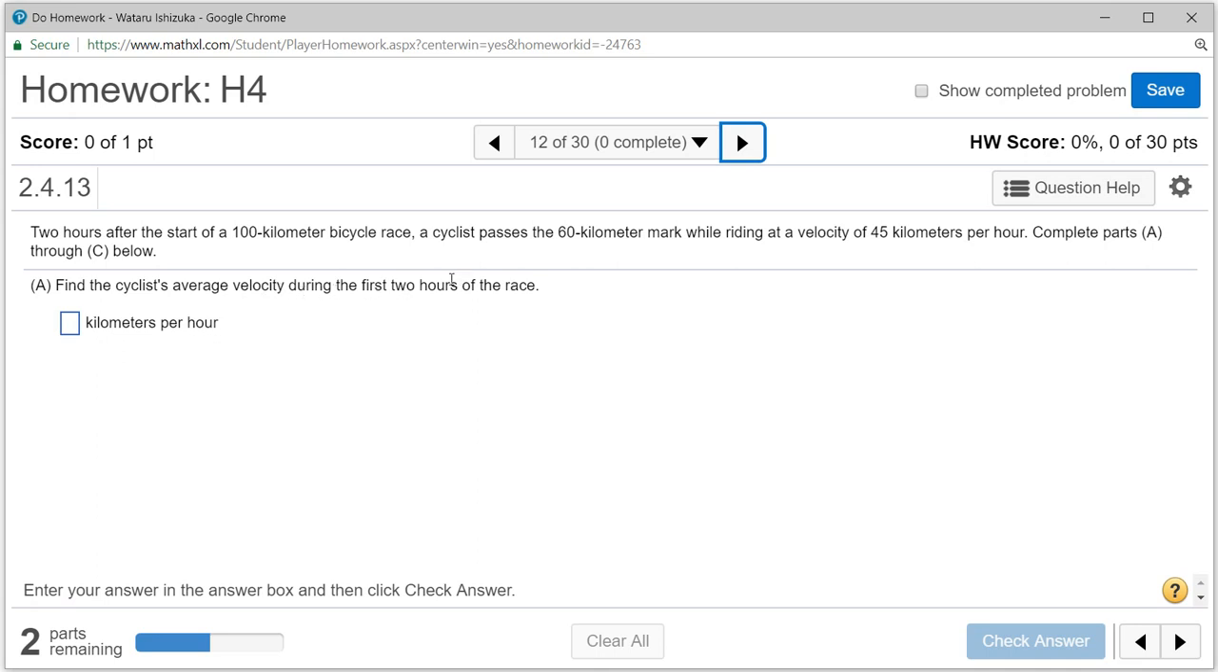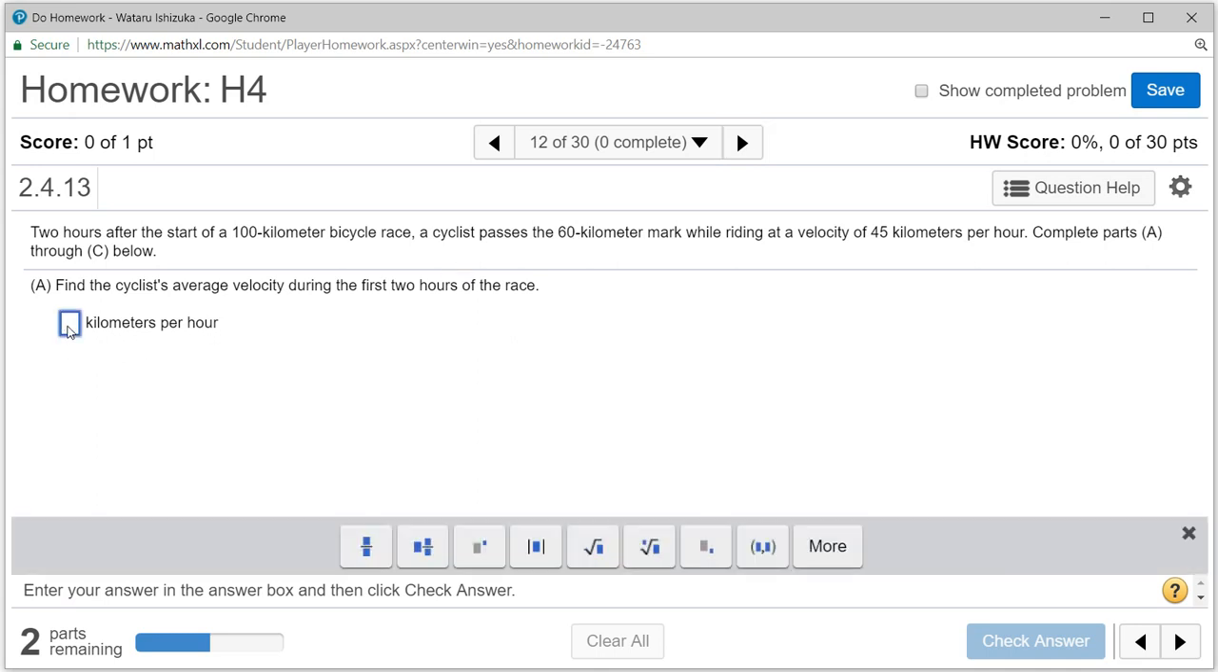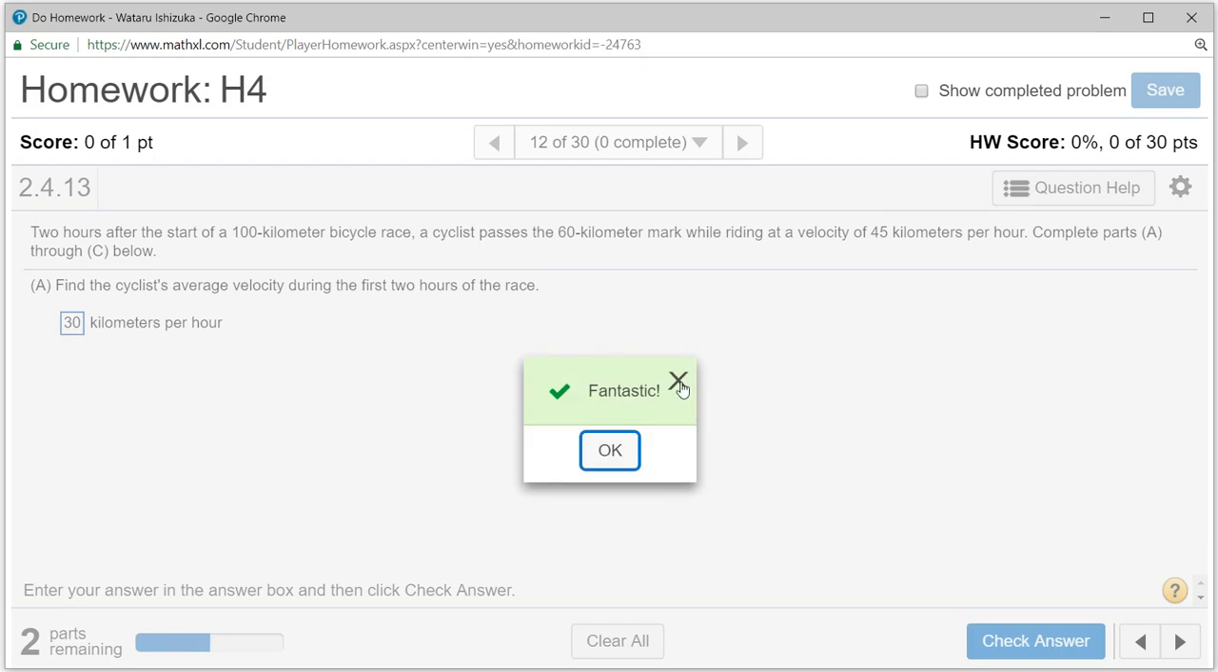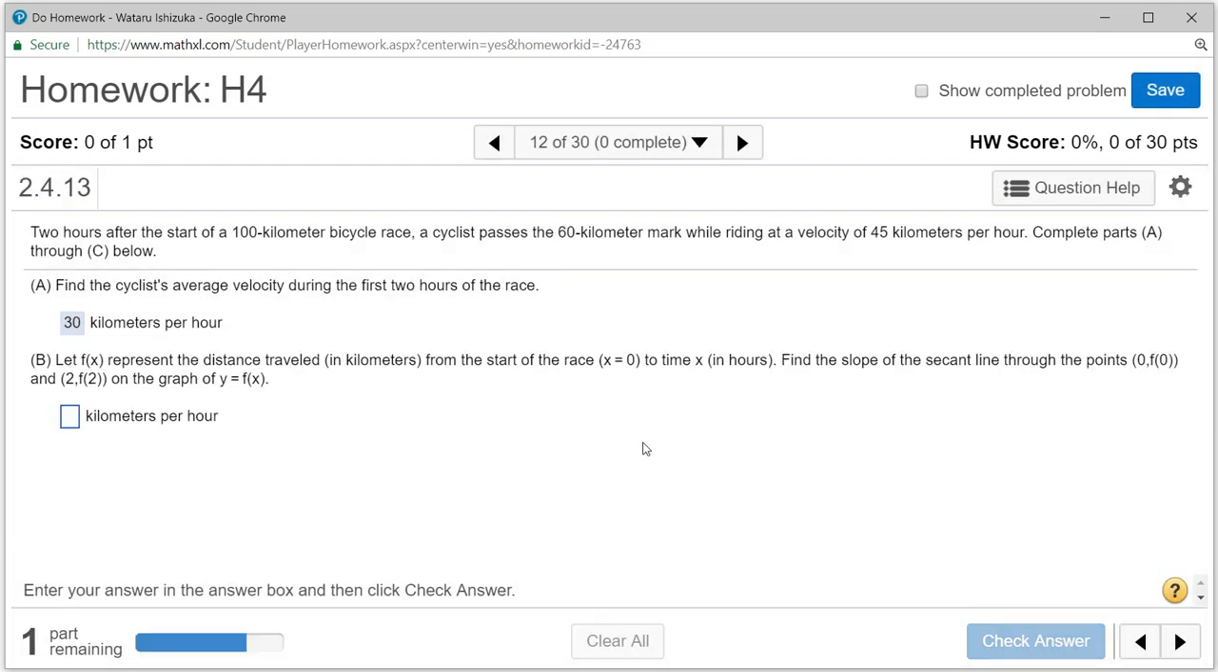All right, so for the first 2 hours, this cyclist goes to the 60-kilometer mark. So the distance traveled would be 60, right? For 2 hours, so divided by 2. That would be 30. So the average velocity for the first 2 hours would be just 30 kilometers per hour, right? So let's check the answer. So we got that.